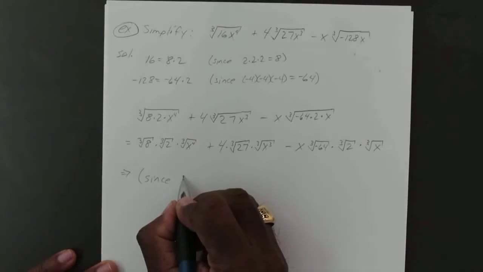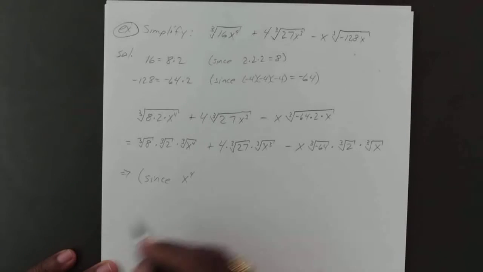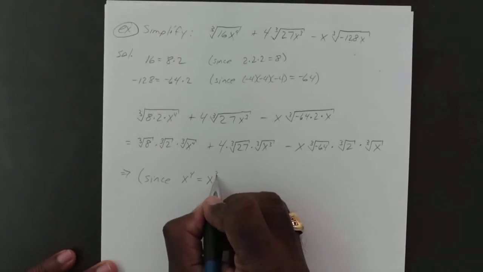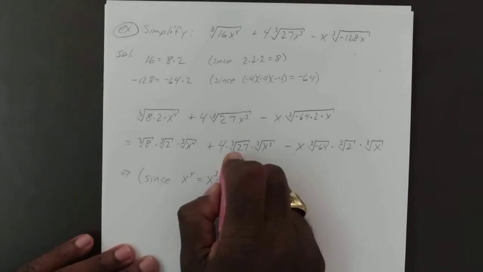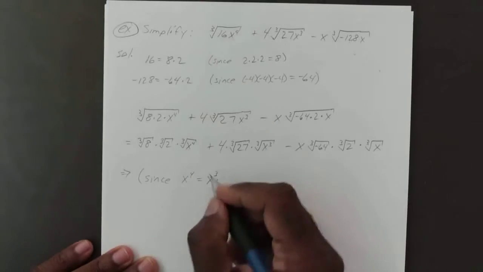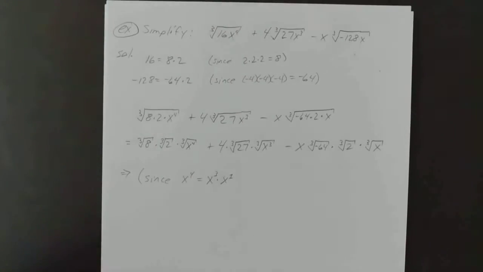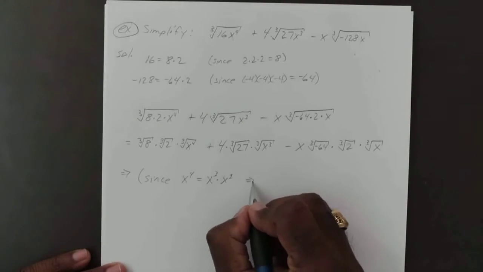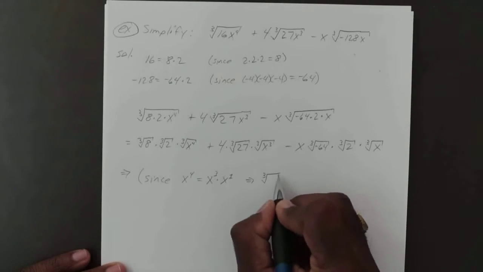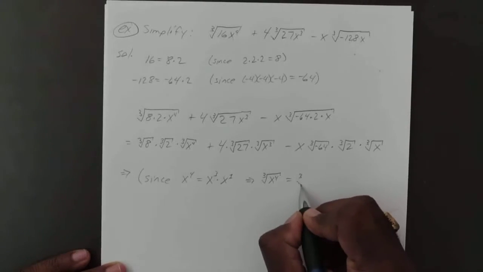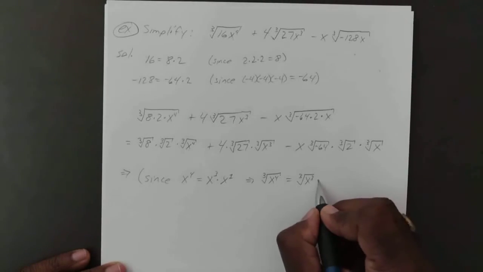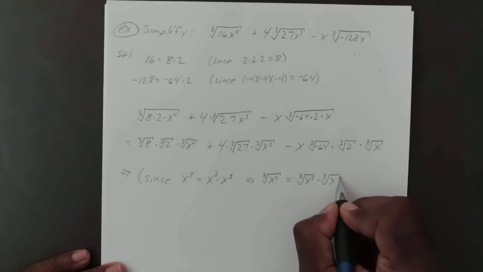Since, let's say, x to the fourth, you can make that equal x to the third times x to the first. Sorry about that. Just by the exponent rules, you're going to add those together and you'll have your same x to the fourth. That means cube root of x to the fourth can actually equal the cube root of x to the third times the cube root of x.